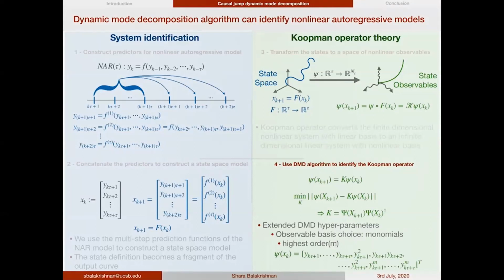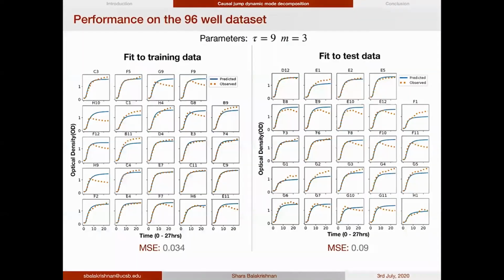This collective method could potentially open the door to a new class of nonlinear system identification algorithms that leverage the Koopman operator theory. On the 96 well plate reader data, by choosing tau to be 9 and M to be 3, we show that we can achieve a mean squared error of 0.034 in the training data and 0.09 in the test.